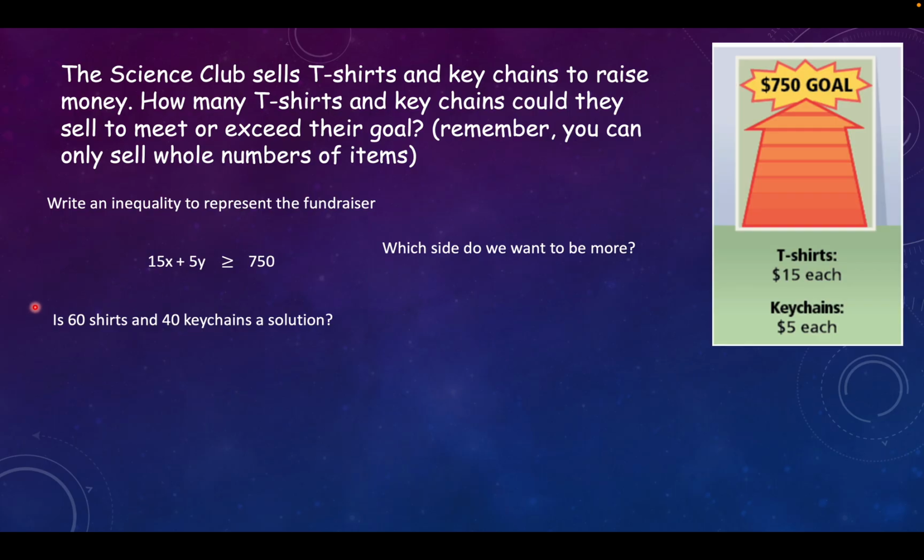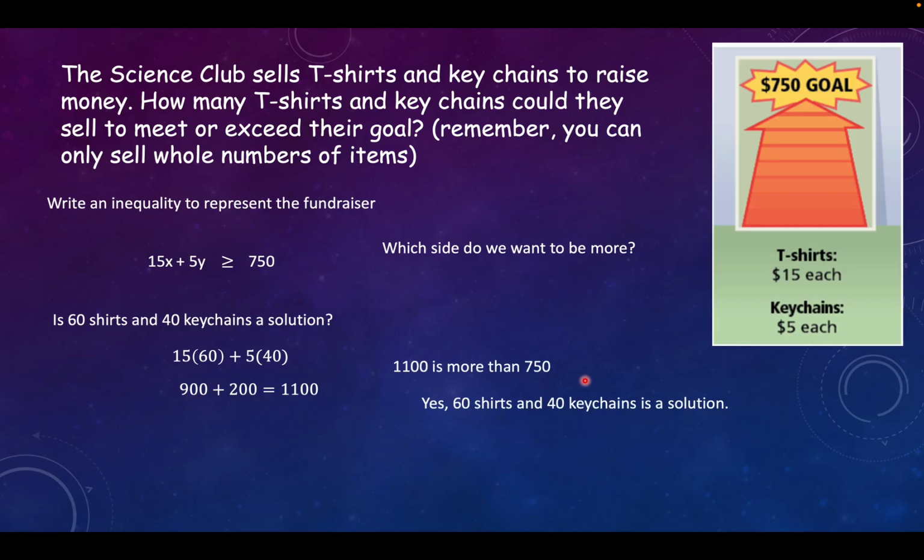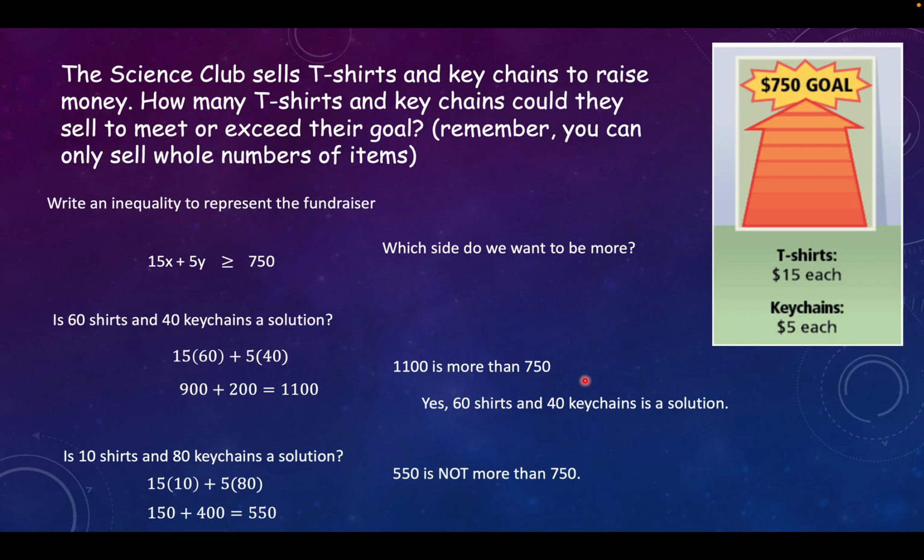Is 60 shirts and 40 keychains a solution? Well, if we plug in 60 for x and 40 for y, we can calculate that out. We get 1,100. That is more than 750. So yes, 60 shirts and 40 keychains is a solution. How about 10 shirts and 80 keychains? If we plug it in, 15 times 10 plus 5 times 80, we get 150 plus 400, 550, which is not more than 750. So no, 10 shirts and 80 keychains would not be a solution.